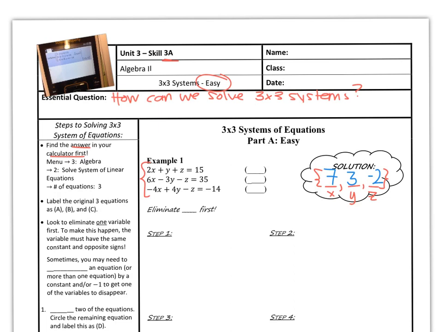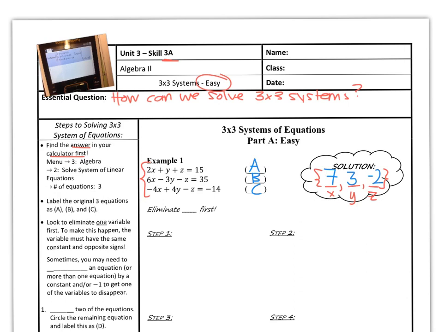So we're going to start by labeling each of these equations as A, B, and C. I want you to make sure that it's a capital A, capital B, capital C, because like I mentioned earlier, these variables could be A, B, and C, but it would always be a lowercase letter to represent a variable. So we're going to decide on one variable to eliminate immediately.